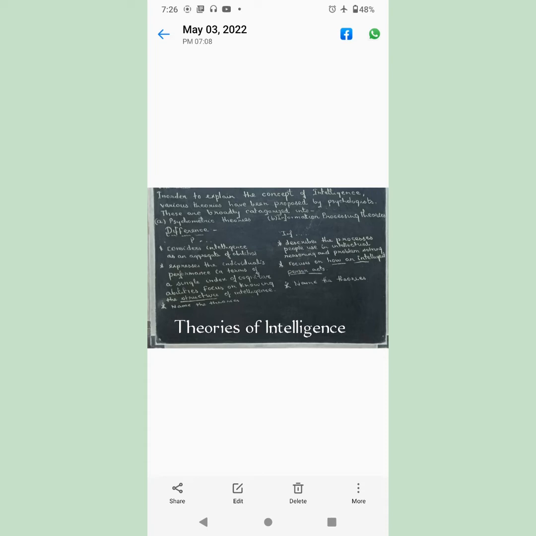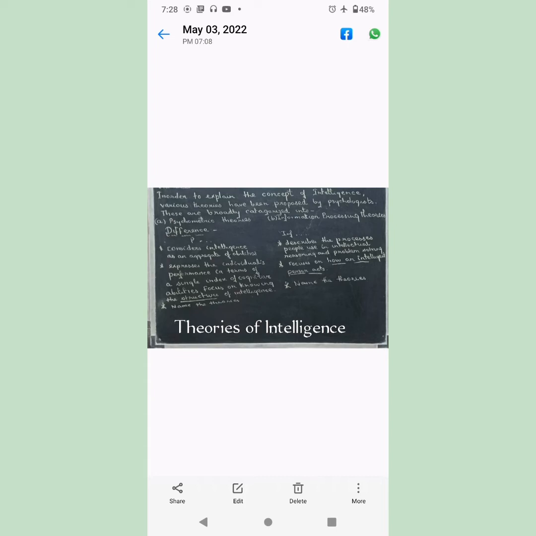See, when we talk about psychometric theories, we have 5 psychometric theories which are given in your NCERT. The psychometric theories include the Unifactor theory of Binet. Alfred Binet was the first psychologist who introduced this concept of intelligence in terms of mental operation.